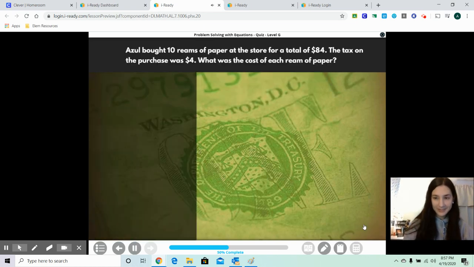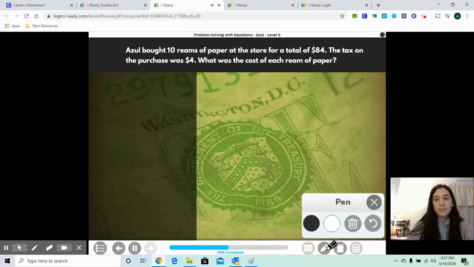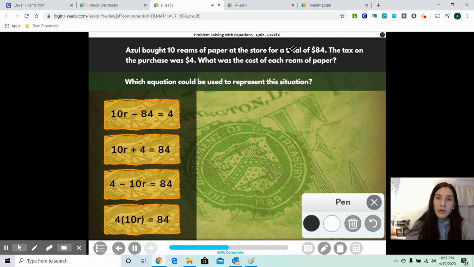Yay. Azul bought 10 reams of paper at the store for a total of $84. The tax on the purchase was $4. What was the cost of each ream of paper? Which equation could be used to represent this situation? Total of $84, so we know it has to be equal to 84. So this one is no good.